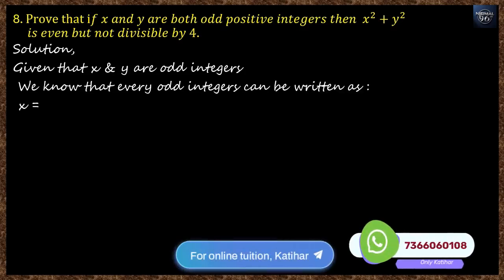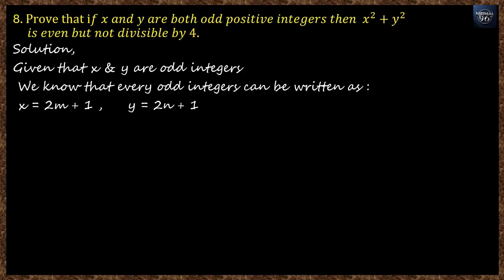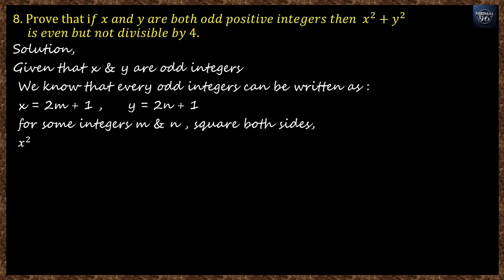as x equals 2m plus 1 and y equals 2n plus 1, for some integers m and n. After squaring both sides, we get x square equals (2m plus 1) the whole square, which equals 4m square plus 4m plus 1.